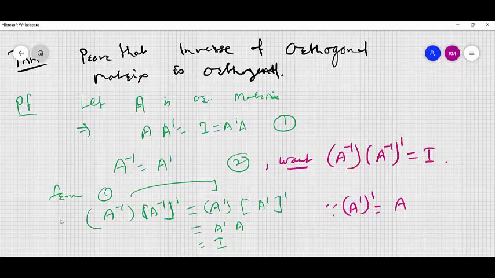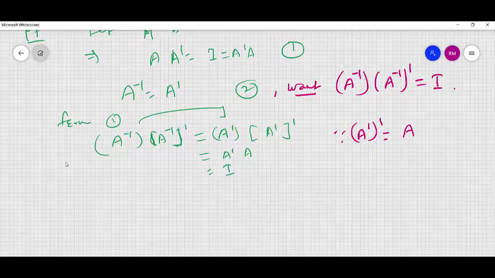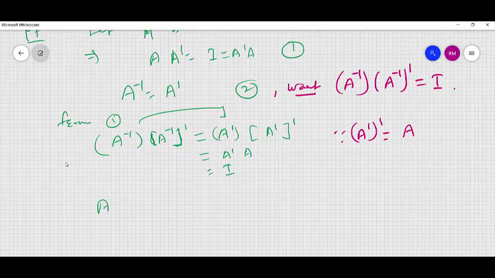So that's why we come to the conclusion that A inverse is an orthogonal matrix. I hope you understand this one.